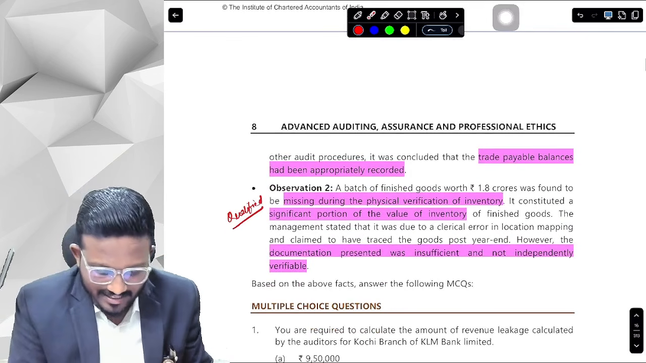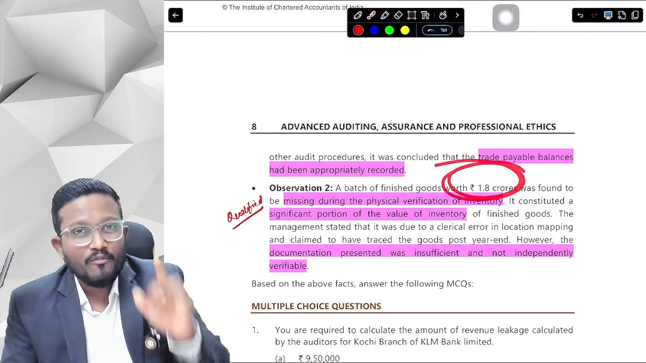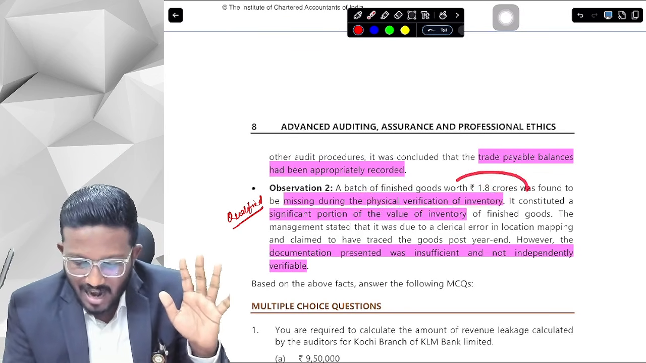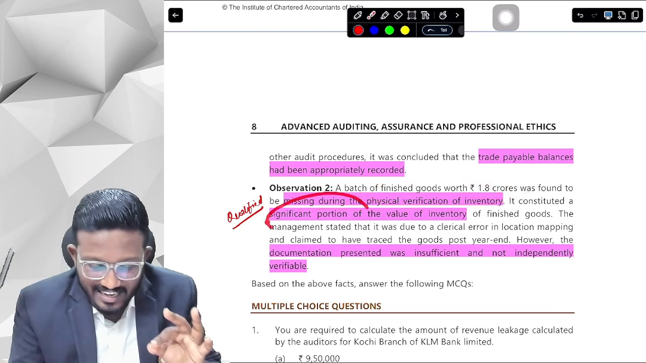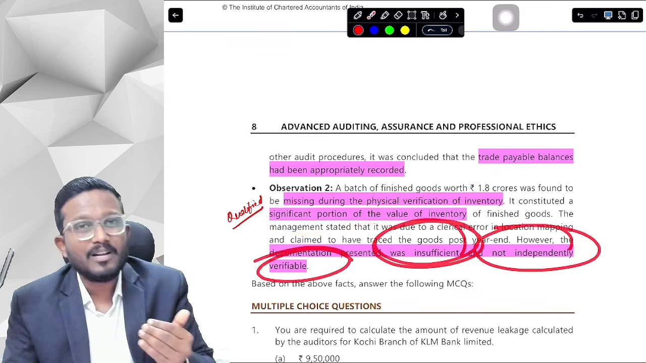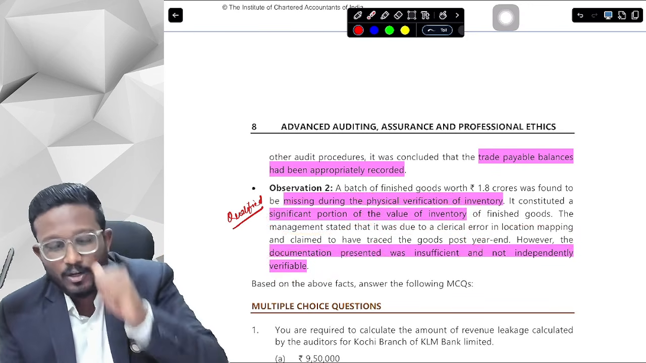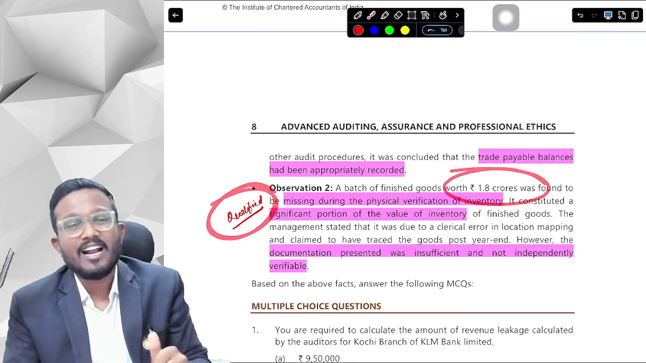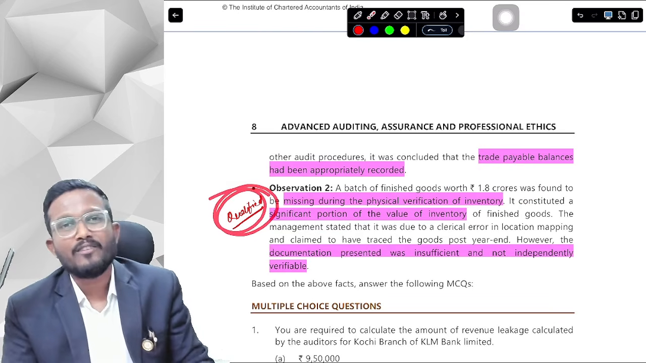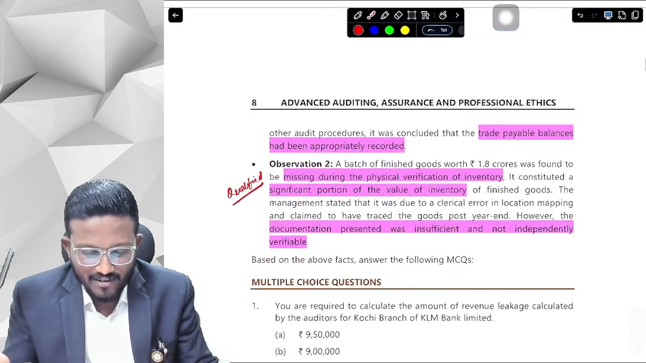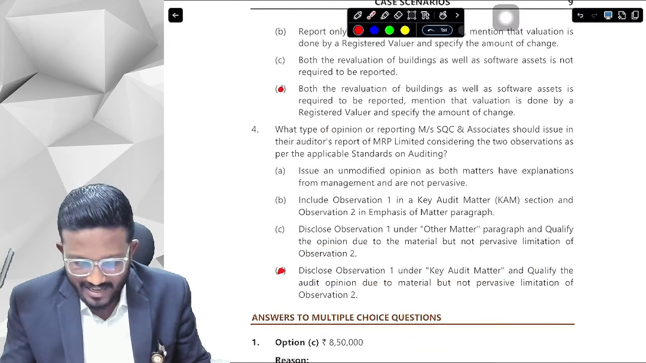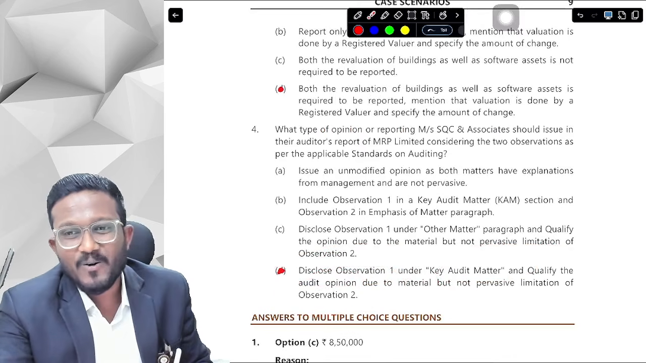And the second one is what, sir? There is an observation too, that there is an inventory of 1.8 crore which is missing during the physical verification of inventory. We are not able to count an inventory of 1.8 crore, and this was a significant portion of the value of inventory. The documentation that was presented to us was insufficient and we are not able to independently verify this inventory. Since it is material to the financial statements, therefore we will issue what? Qualified. How do we know that it is material, sir? Because here it is written that it is a significant portion of the value of inventory. So here we will issue a qualified opinion since we are not able to obtain sufficient and appropriate audit evidence regarding this 1.8 crore inventory. Okay, yes, sir. For observation 1, we are going to report a key audit matter, and for observation 2, we are going to qualify our opinion. Okay, yes, sir.